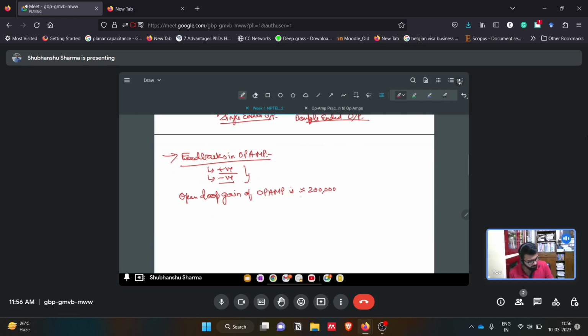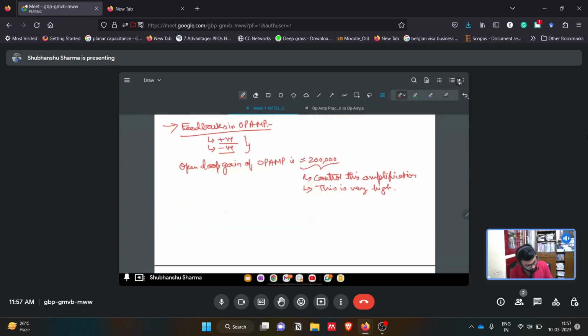So if we are amplifying a signal, we don't want this much amplification. First of all, we want to control this amplification factor. And the second thing is that we also don't need this much gain. This is very high. So that's why we introduce negative feedback.